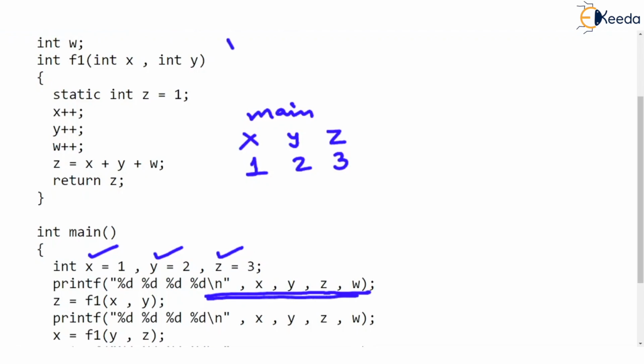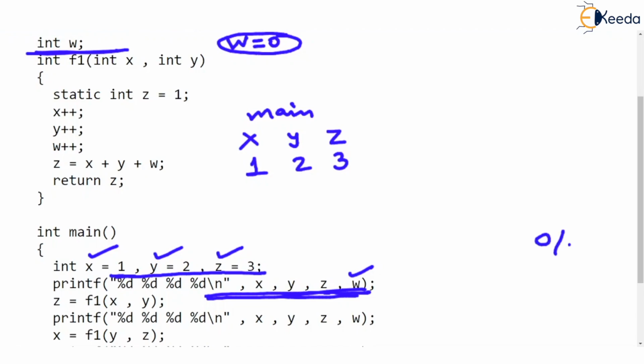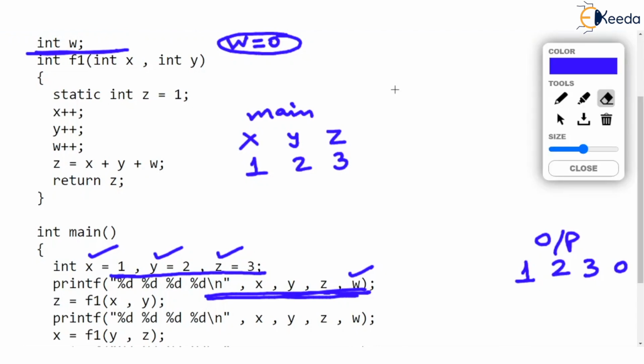You recall there is a global variable w with the value 0 initially. And main can readily use w because main does not have its own variable with the name w. So the first output on the screen will be value of x 1, value of y 2, value of z 3, and value of w 0. Okay. Now let's see the call.